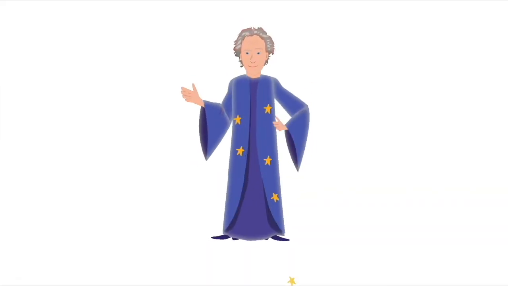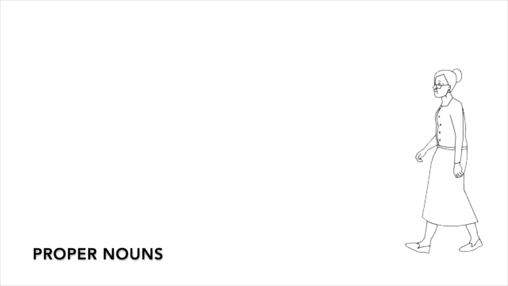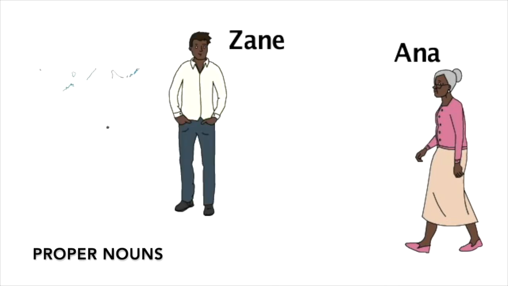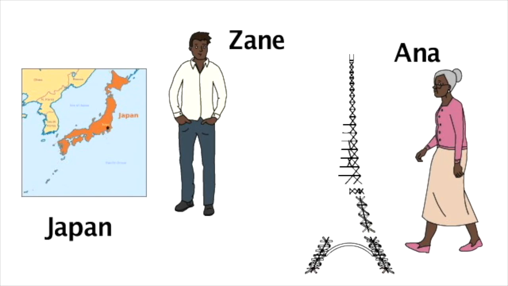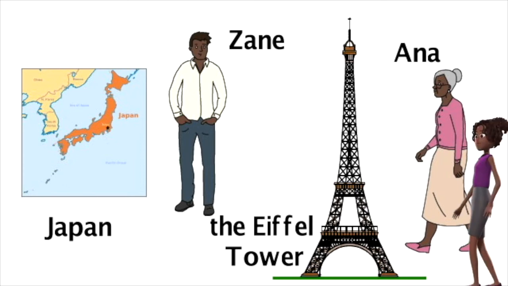There are two more kinds of nouns I'd like to mention at this stage. One is proper nouns, that is, names of people and places like Anna or Zane or Japan or the Eiffel Tower. These have a capital letter at the beginning, and we don't use determiners with most of them, although there are a few like the Eiffel Tower or the United Kingdom that take the.